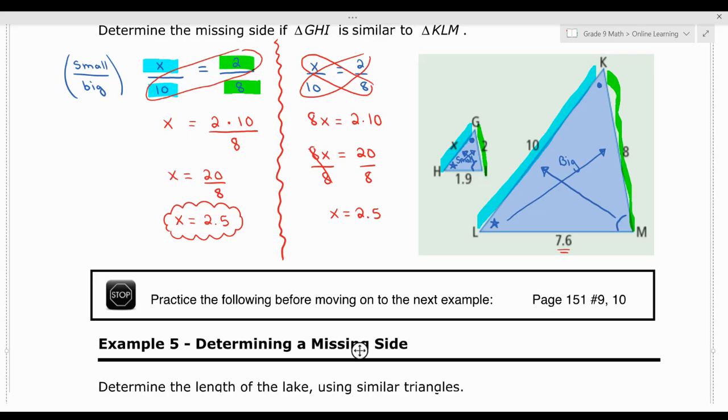Once you've gone through example 3 and example 4, what I suggest is to stop for a bit, look at your textbook, try these 2 questions, and check your answers in the back of the book. If you're getting stuck, please fire me an email. I can help you through that. And then come back and look at example 5.